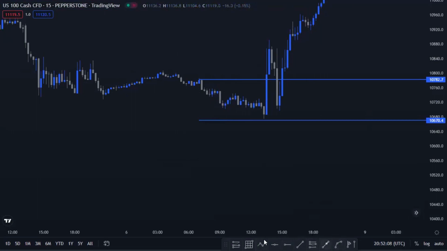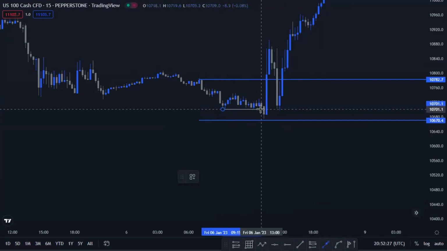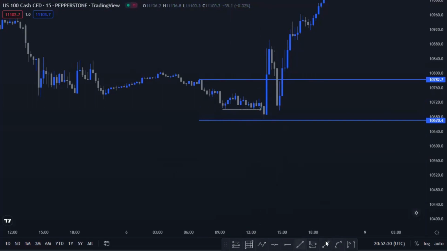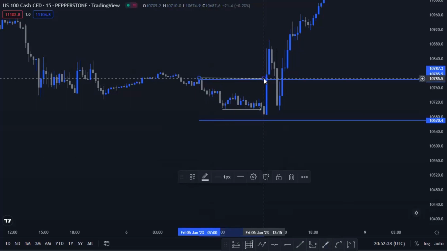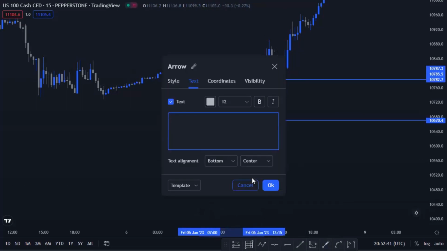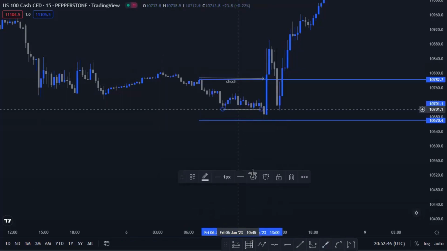As you can see right here, we have a change of structure and a break of structure. Let me just quickly draw that out for you. I can't see my tool anymore. Let me just take this one and drag that across. As you can see, we had a break of structure on a 15 minutes time frame, and we also had a change of character right here. Let me name that for you.